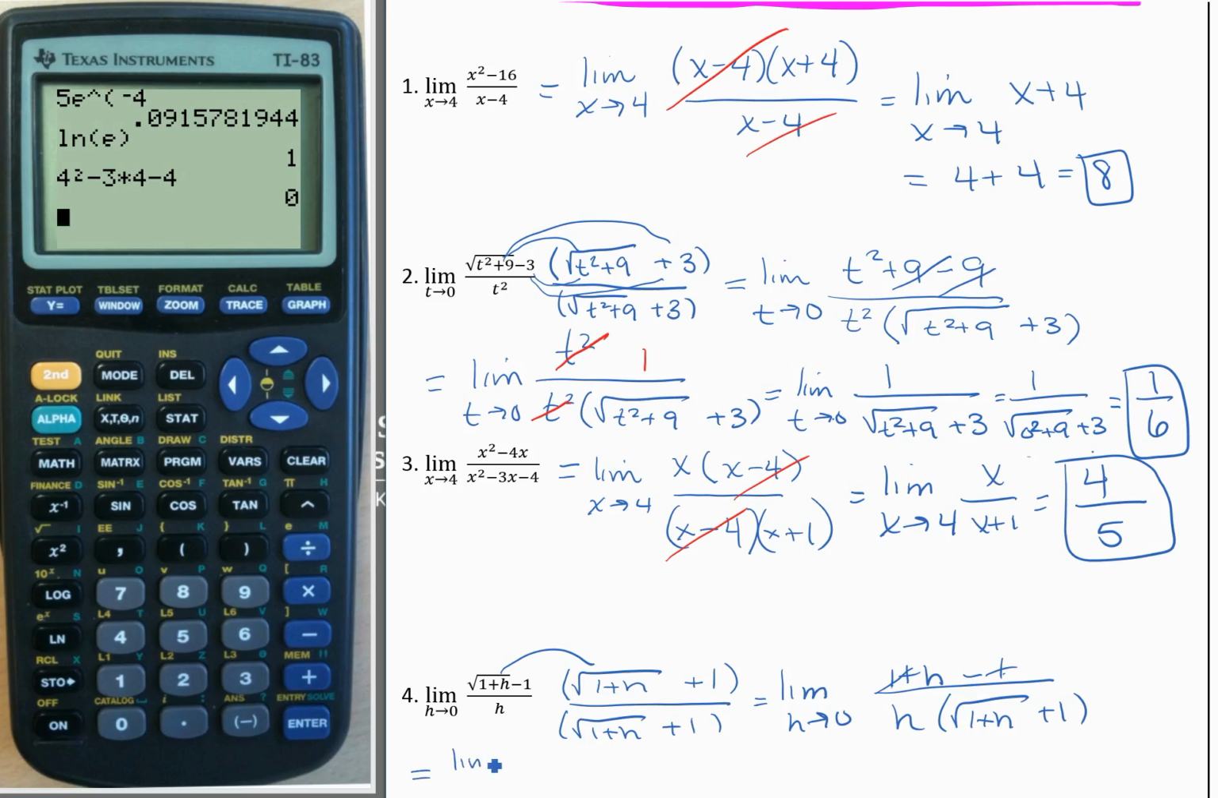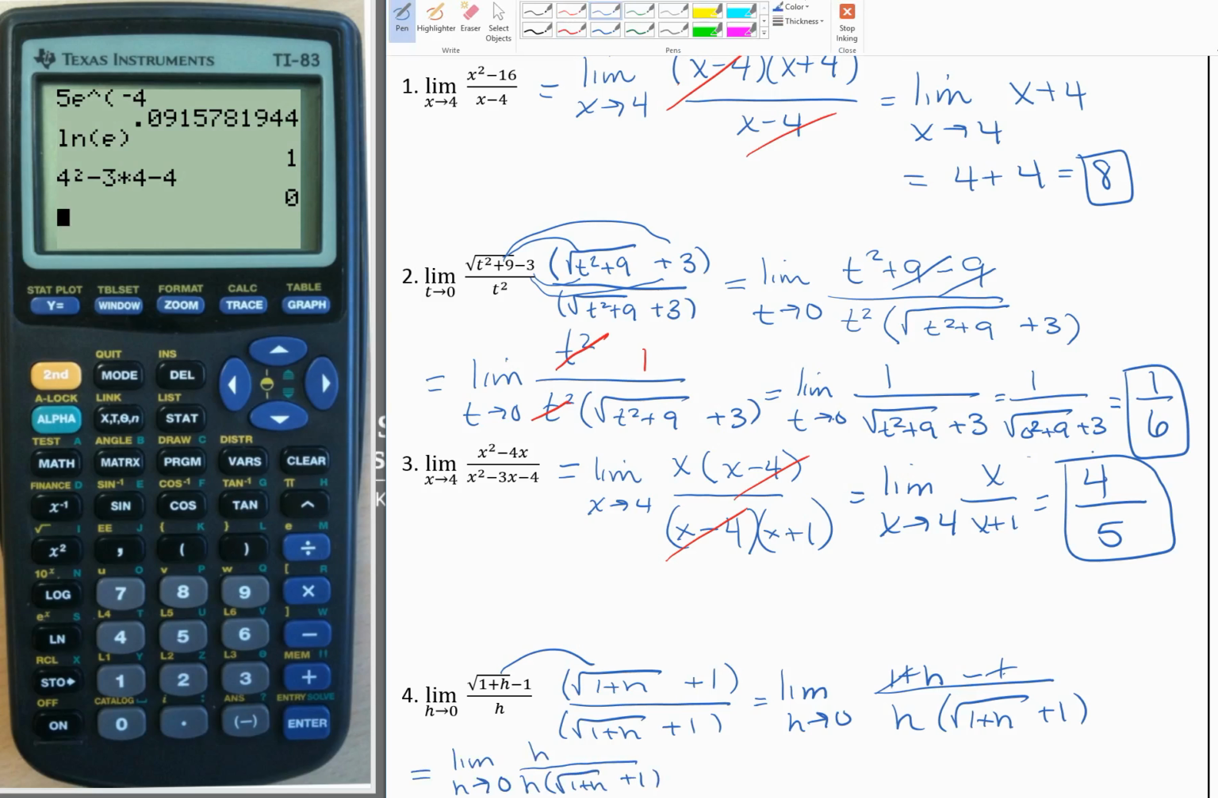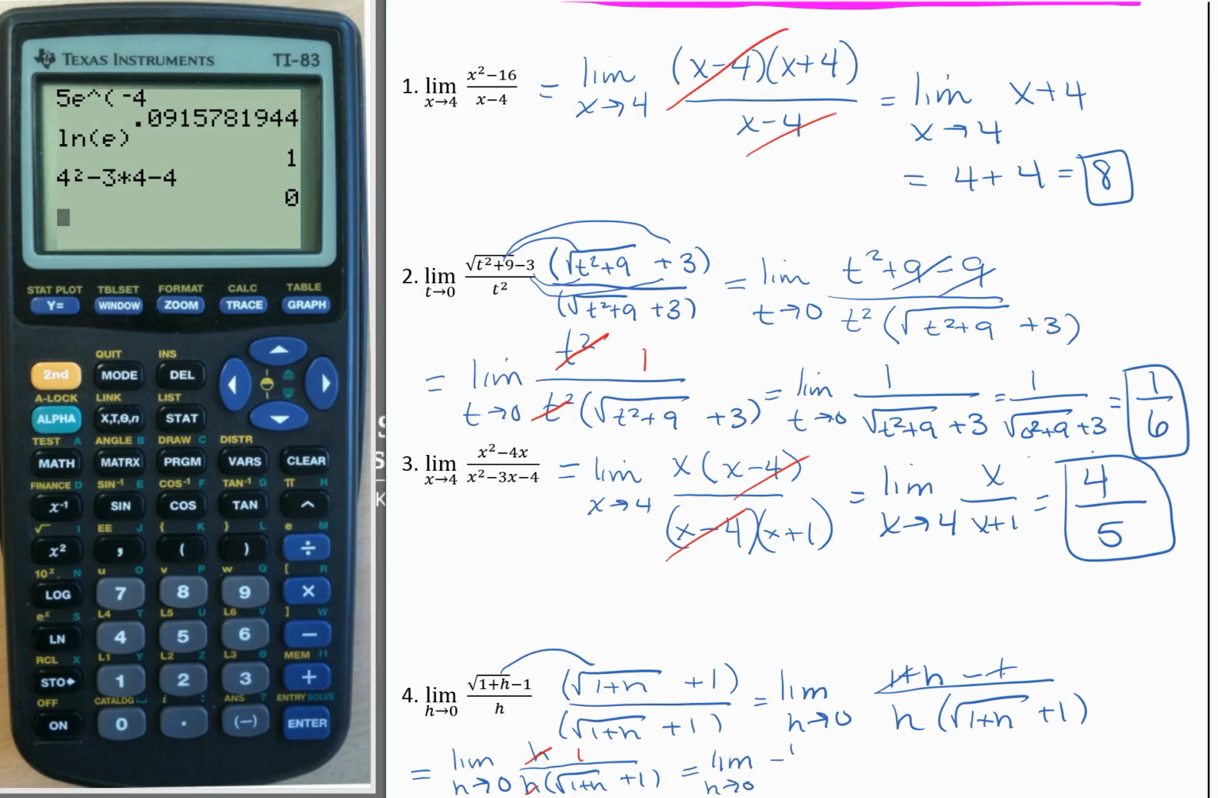So here we have the limit as h goes to 0 of h over h times the square root of 1 plus h plus 1. And I'm sure you see it by now. We can cancel out these h's, and this becomes a 1 up top. So we have the limit as h goes to 0 of 1 over the square root of 1 plus h plus 1. When you plug in 0, we get 1/2. So our final limit would be 1/2.